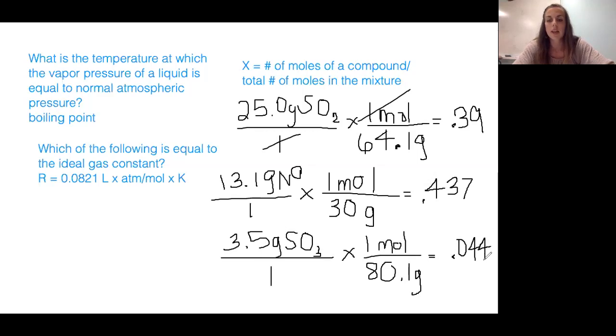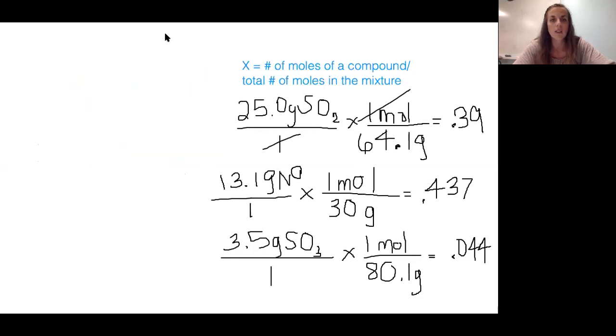Do I have my answer yet? No, not yet, because it asked me for mole fraction. So I'm going to move over on this side. To find mole fraction, here is your formula. First of all, I have the number of moles of each compound, but I do not have the total number of moles in the mixture. So what do I need to do? I need to add how many of each one to get my total number of moles.